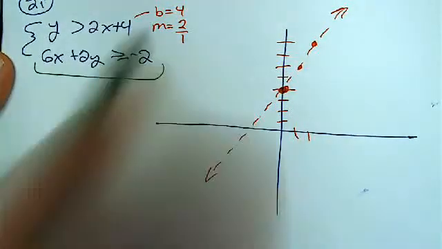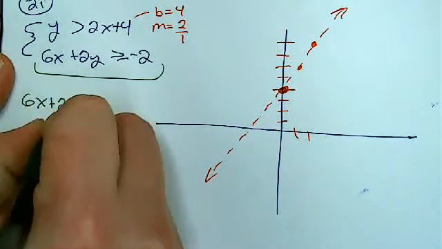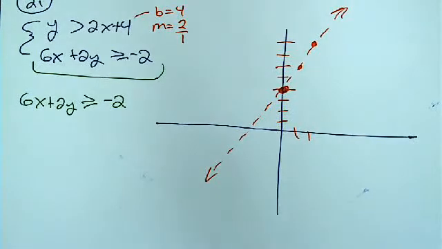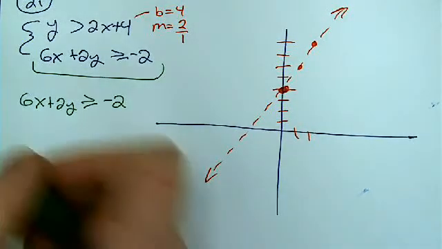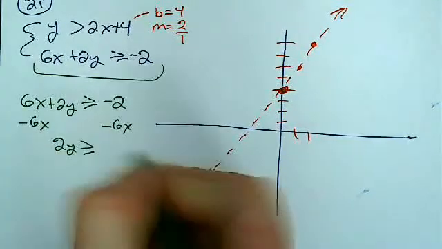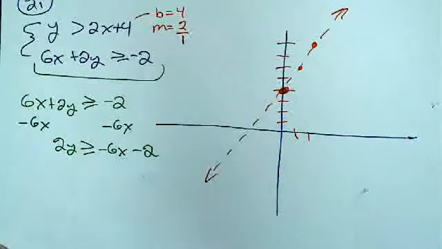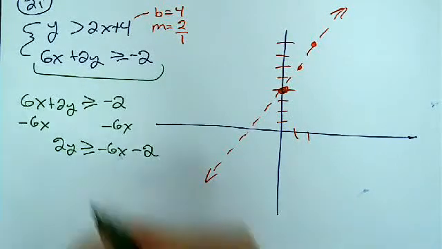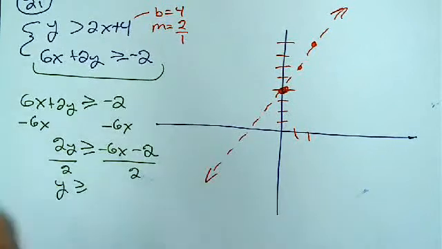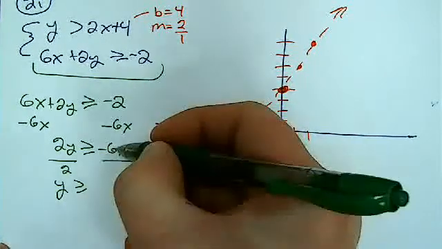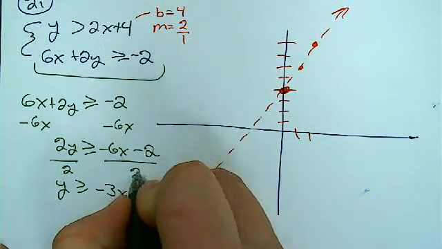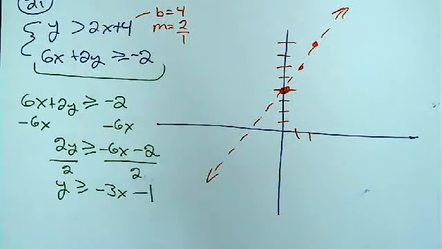This guy is not in slope-intercept form yet, so it needs to be. What do I got to do with it? Minus 6x from each side. So that leaves me 2y greater than or equal to negative 6x minus 2. Now I divide by that 2. Y is greater than, and remember, everybody gets divided by the 2. So negative 6x divided by 2 is negative 3x. Negative 2 divided by 2, negative 1.